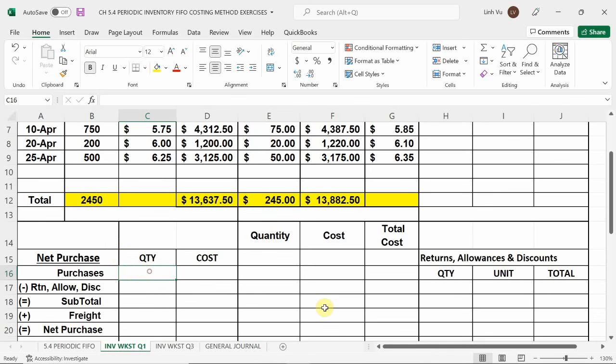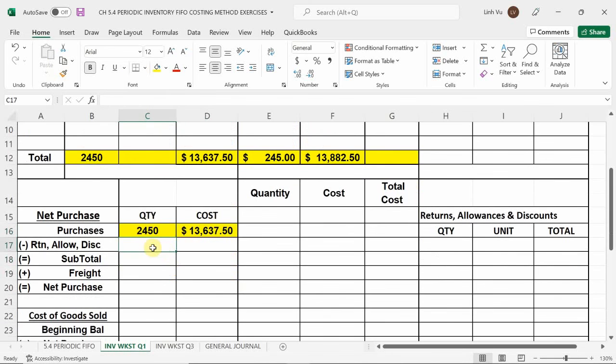So what was my total purchases that I made? In this case, I purchased 2,450 units right here for $13,637. And this came from yellow. Okay? My purchase returns and allowances, because I don't have any purchase returns and allowance, this is going to be 0, right? And this actually comes from this table right here.